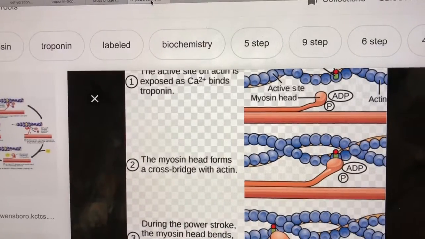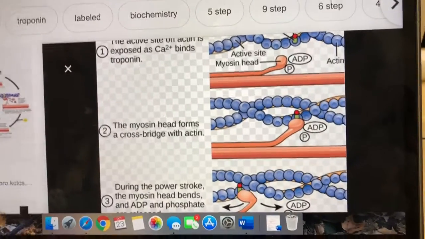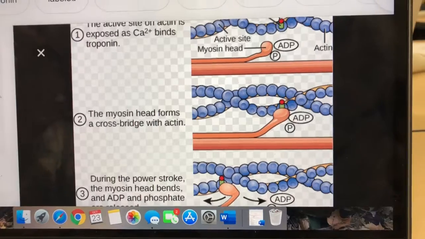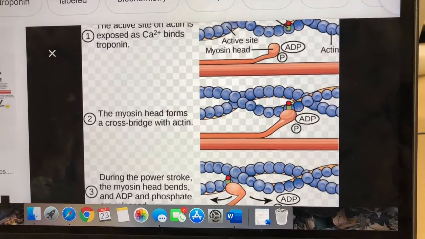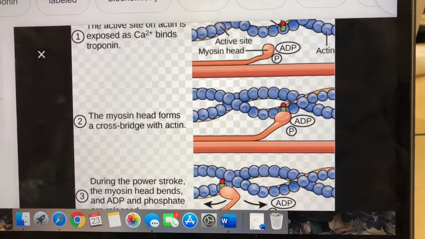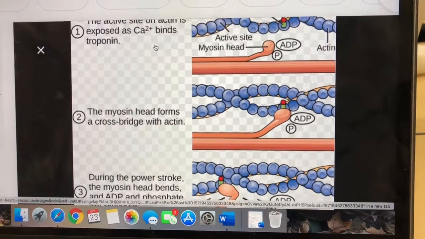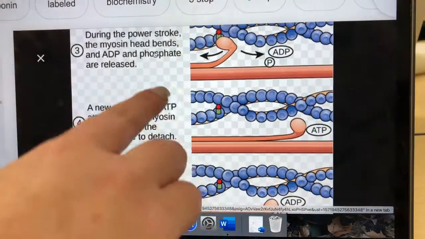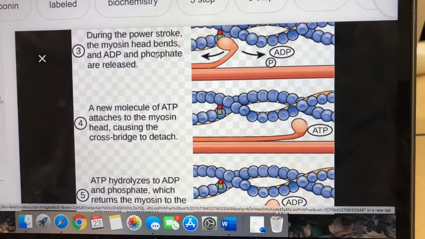After that, we have the power stroke. This pulls actin toward the M-line. When actin is pulled, the sarcomere will shorten and the muscle will contract. It occurs when troponin takes ATP, cleaves it, and drops it, therefore allowing the power stroke to happen. As you can see, the head reaches up, grabs it, pulls it back, and then releases.